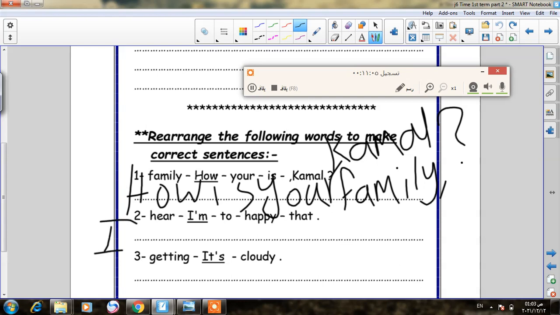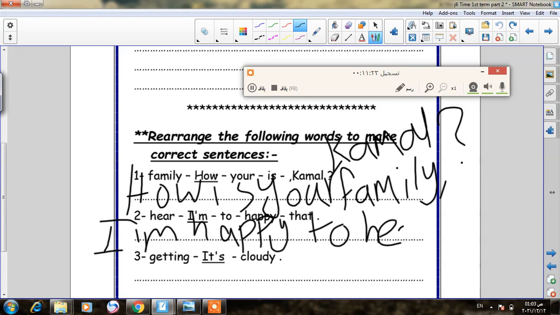Number two is going to be, I'm happy to hear that. You say I'm happy to hear that when you hear about something, okay, that is exciting, that is wonderful, that is amazing, okay, something good that is happening, and so on. Okay, so I'm happy to hear that. And then after this, it's getting cloudy.